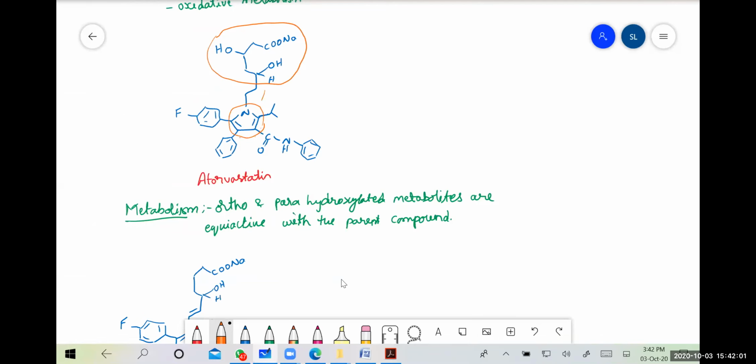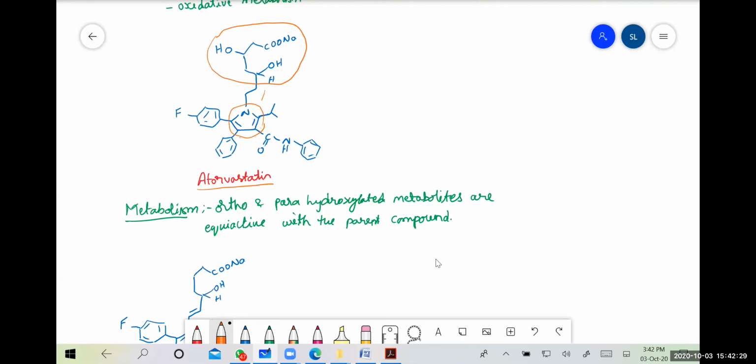In the case of lovastatin and simvastatin, we have seen that the metabolites are also active, and even in the case of atorvastatin, the ortho and para hydroxylated metabolites are active. So hydroxylation of the ortho and para positions of the benzene ring occurs.